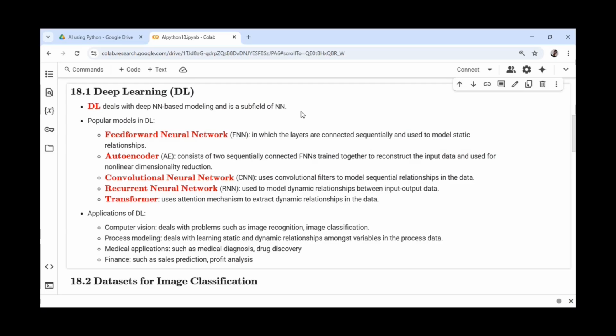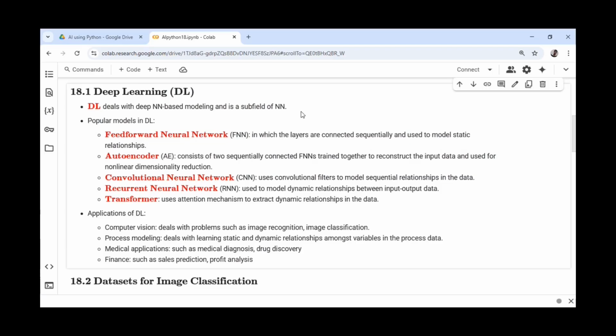The popular models in deep learning are feed-forward neural network, in which the layers are connected sequentially and is used for modeling static relationships. Autoencoder, which consists of two sequentially connected feed-forward neural networks trained together. Convolutional neural network, which uses convolutional filters for modeling sequential relationships in the data. Recurrent neural network, which is also used for modeling sequential relationships, especially dynamic relationships between input-output data. And transformer, which uses attention mechanism to extract dynamic relationships in the data.